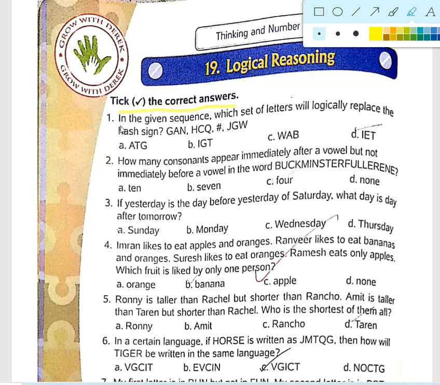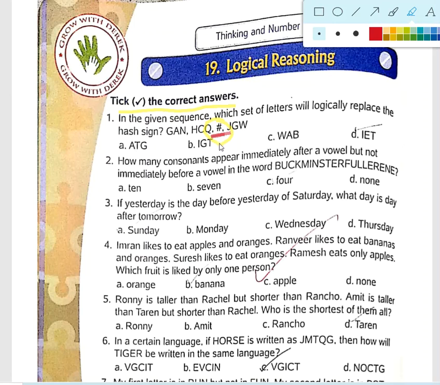The first question. In the given sequence, which set of letters will logically replace the hash sign? You can see the hash sign over here. So, you have to give a logical reason why you are ticking the correct option to replace this hash sign. The first is ATG. Second is IGT. Third is WAB and fourth is IET. So according to you, which option will fill this hash sign?